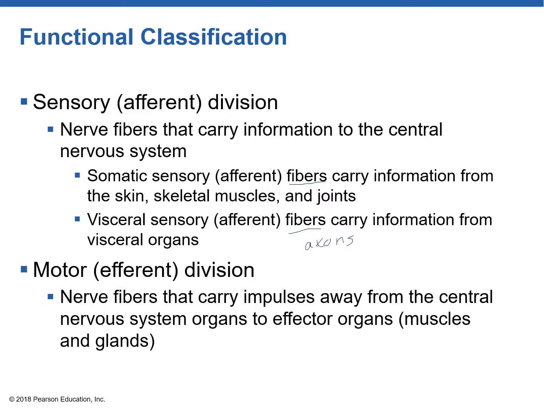And then the motor or efferent division is going to be your nerve fibers that carry impulses away from the CNS to the effector organs. So sensory is on the input side, motor is on the output side, and of course in between we have our interneurons within the CNS.